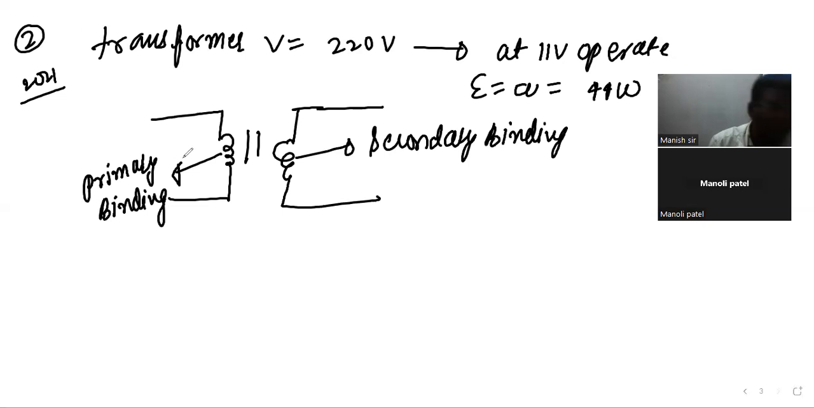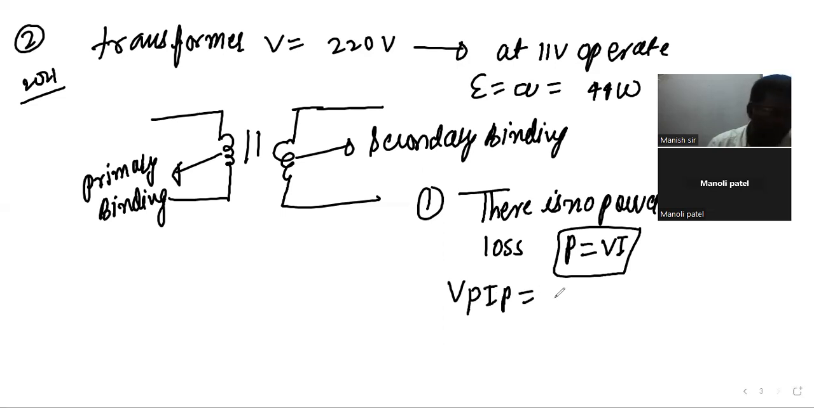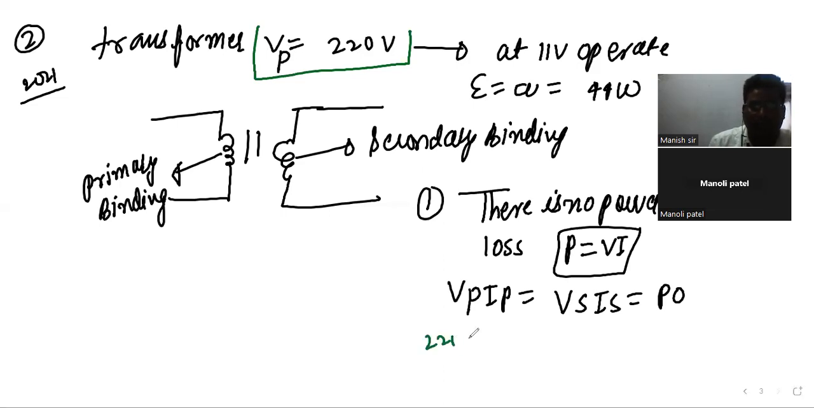So the voltage we know is 220 volt. When there is no power loss, please remember this formula. So power is given by voltage into current. So the voltage of primary into current of primary is equal to the voltage of secondary into current of secondary, which is equal to power. So put the value. The primary voltage we know, that is 220 volt. So put here 220.